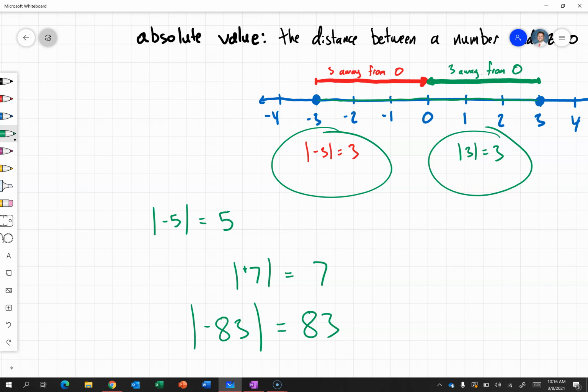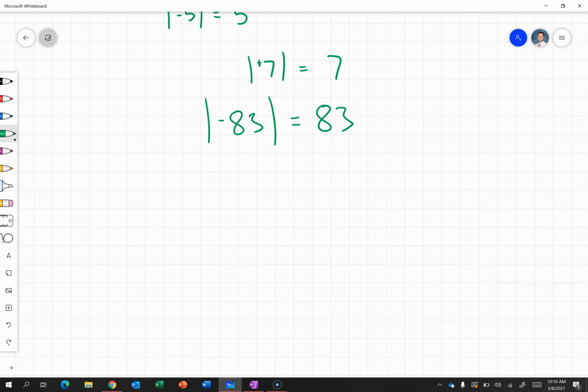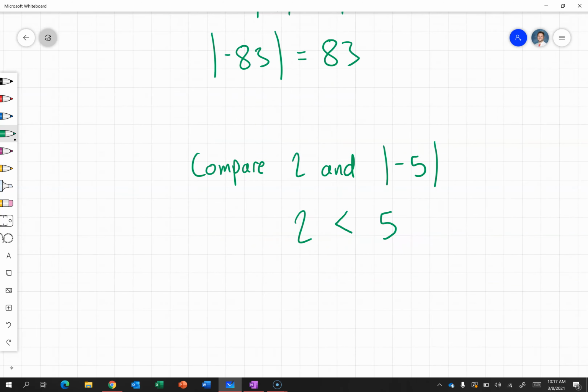Now, if we wanted to compare or order values, for example, if we wanted to compare 2 and the absolute value of -5, right, which is greater, 2 or the absolute value of -5? Well, we know that the absolute value of -5 would be 5, so we're comparing 2 and 5, and we know that 2 is less than 5.